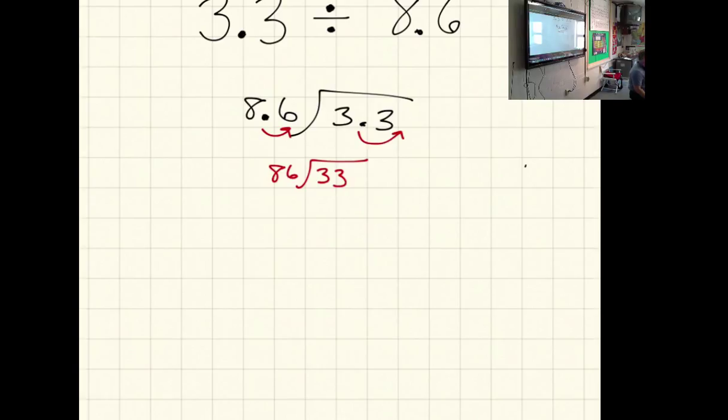So here's what we end up with. Hang on. It goes in 0 times. 0 times 86 is 0. We subtract 0 from 33, and we get 33, which means that we have 0 with a remainder of 33. I'm not kidding. That's how it works. Now, how else, based on our previous example, can we write this? Something over the divisor. What would that look like?